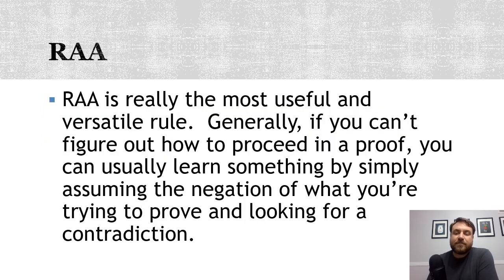A note about RAA is that it's really the most useful and versatile rule that we have. Generally, if you can't figure out how to proceed in a proof that looks kind of complicated, and it might not be a simple matter of manipulating modus ponens and modus tollens, you can usually learn something by simply assuming the negation of the thing that you're trying to prove and then looking for a contradiction. Even if there are other straightforward ways of doing some of these proofs, they can still work using reductio.